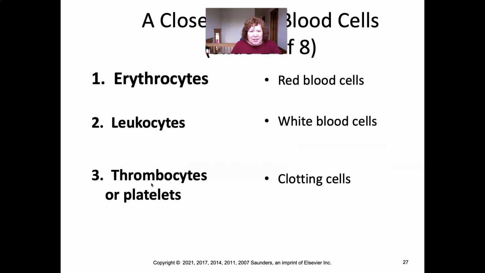All right, so blood cells. You have erythrocytes, leukocytes, and thrombocytes, also known as platelets. Your erythrocytes are red blood cells. So erythro is red. Leuko is white. Those are your white blood cells. And then your thrombocytes are the ones that clot.